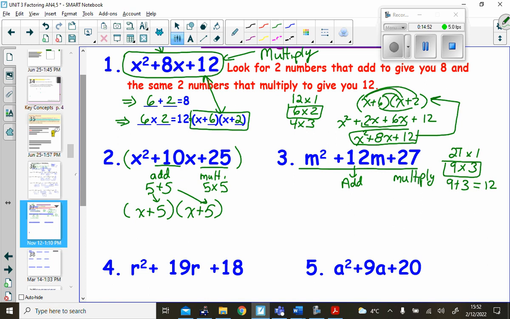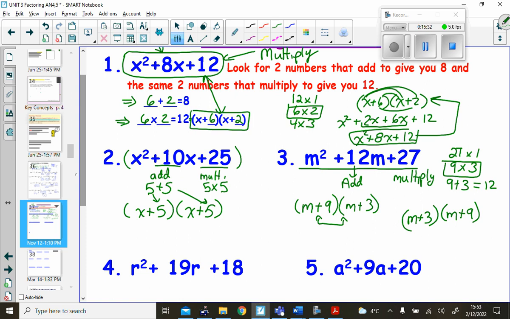So instead of writing x, I'm going to write m. m plus 9, m plus 3. You might be wondering, but don't have the opportunity to ask, what if I wrote it in a different order? Is it okay to put m plus 3 and m plus 9? Yes, it is. If you had those reversed in their order, all good. The formula forgives you. 3 and 9 or 9 and 3, because they're being added, it doesn't matter.